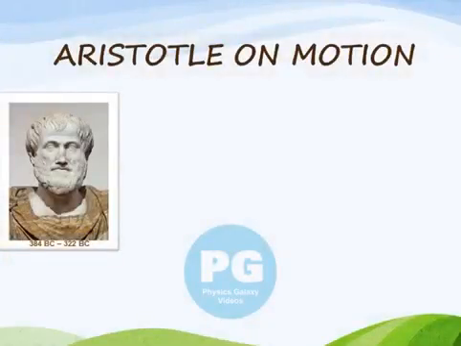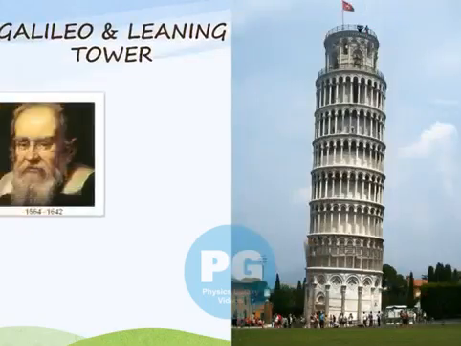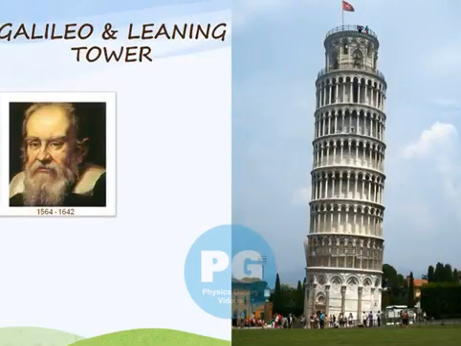Aristotle classified motion as two types: natural motion and violent motion. By the time the Italian scientist Galileo came on the scene, Aristotle's ideas were well established at the European universities, including the university where Galileo was taught.